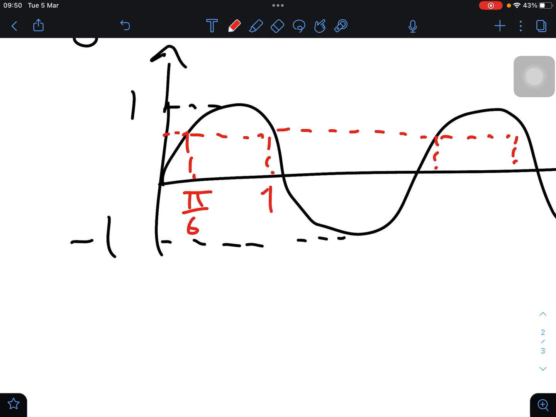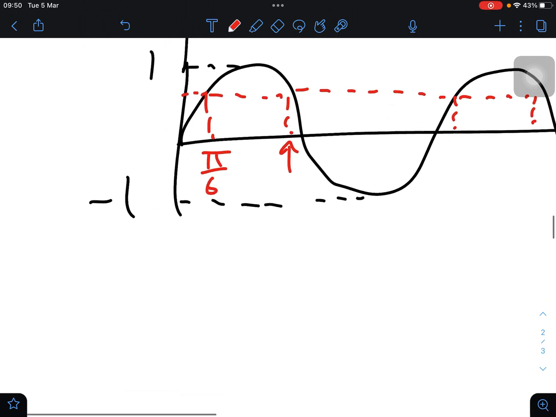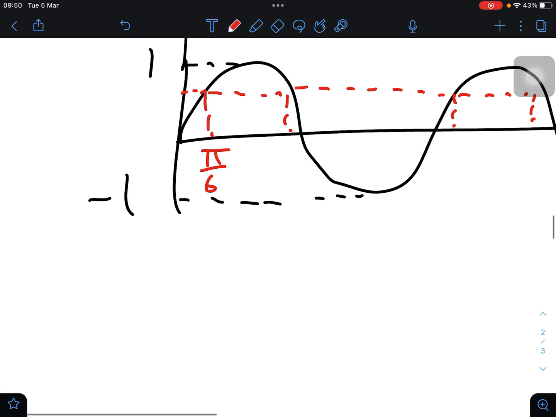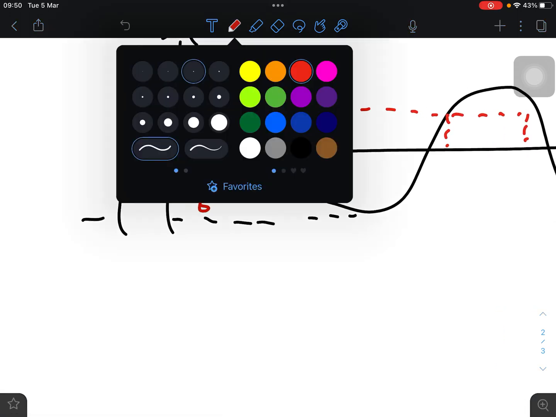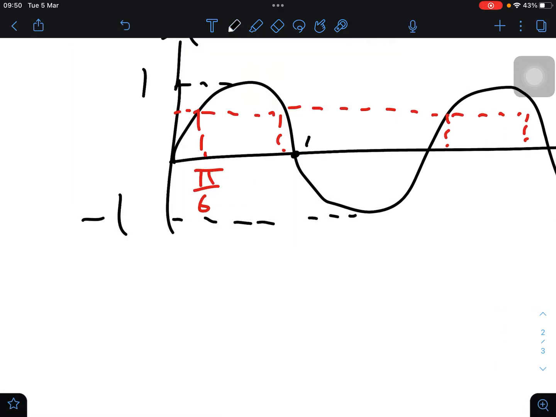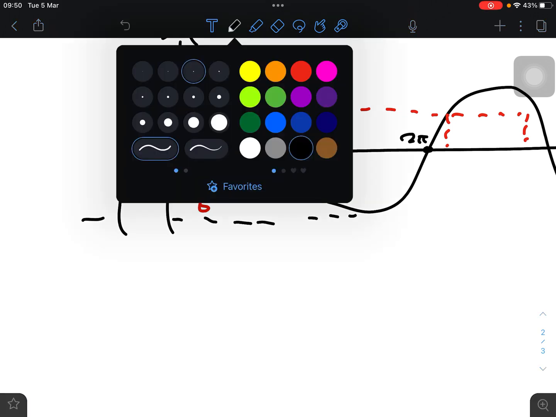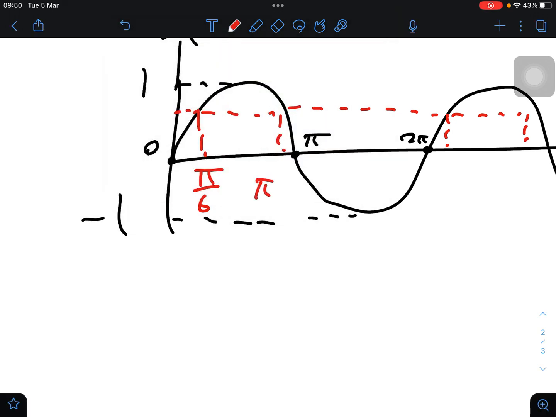To find the second one here, the easiest way is to think about my diagram. We know that it crosses through here at pi, here at 2 pi, there at 0, and we know that it's pretty much symmetrical, and so this point here would actually just be pi minus pi over 6.